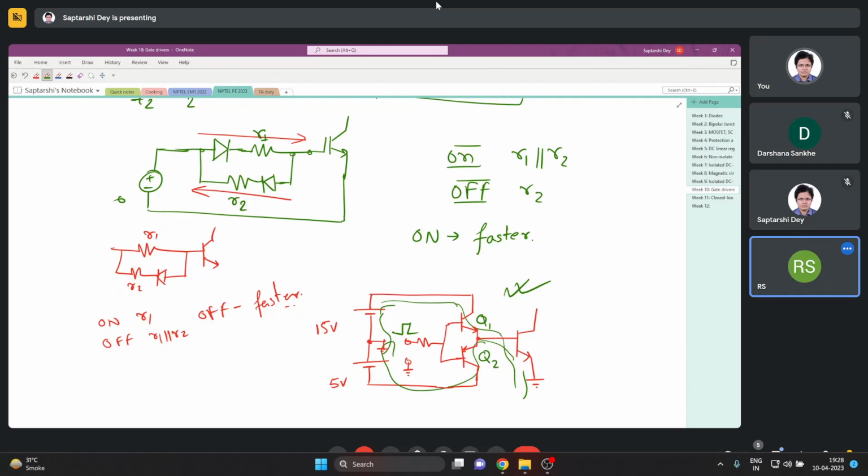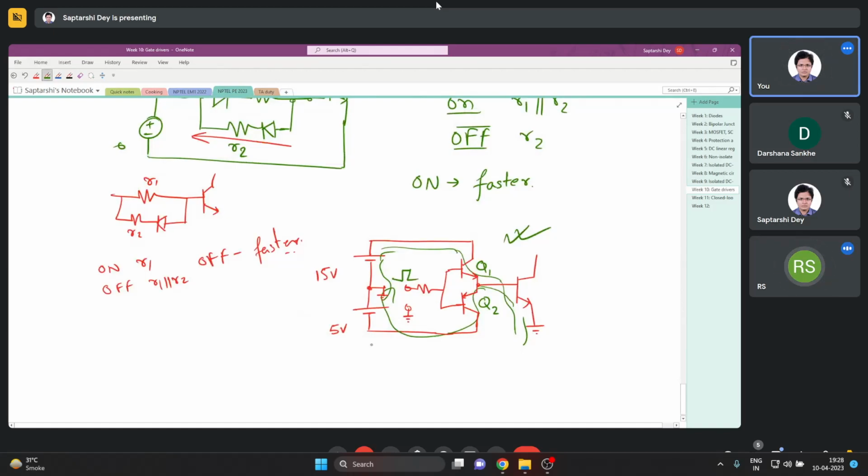Sir, here in the totem pole, Q1 and Q2 are connected by the same bases. Suppose Q1 is to be made on. At that time, compared to the center point of Q1 and Q2, the connected terminals should be greater than 0.7 at least.